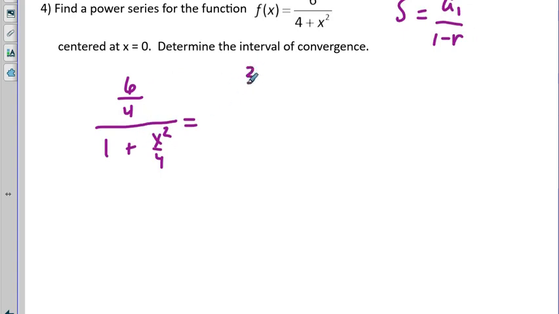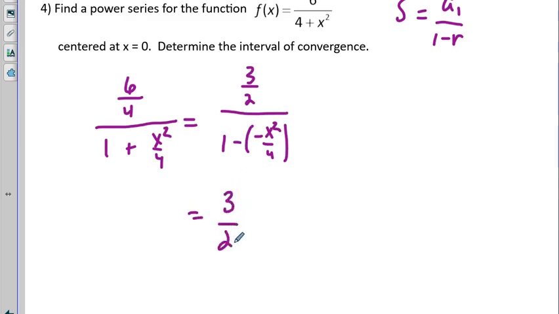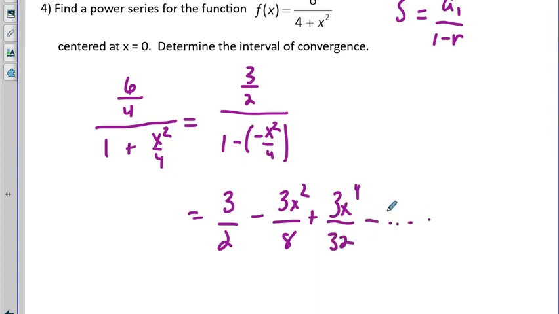I'm going to reduce the numerator. I'm going to rewrite this as 1 minus negative x squared over 4. Okay, so when I write the series for this now, the first term is 3/2, and I multiply 3/2 by negative x squared over 4. So it'll be minus 3x squared over 8. Then I multiply this by negative x squared over 4. So it becomes positive 3x to the 4th over 32, dot, dot, dot, and so forth.